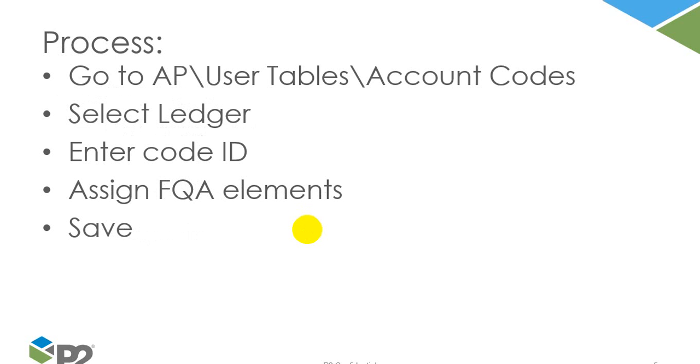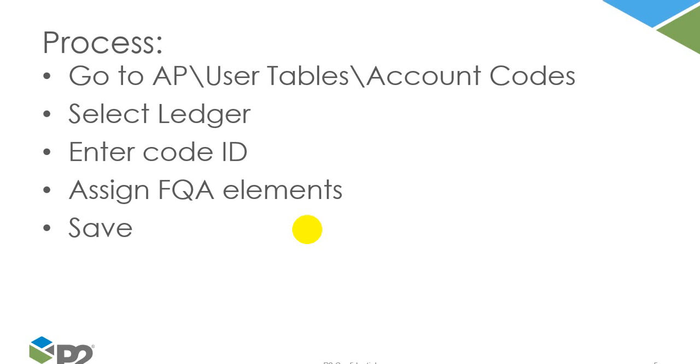As for the process, we have to go to the AP module, user tables, and then account codes. Once we're in that screen, we'll select the ledger ID, then enter the code, assign the corresponding FQA elements to that code, and then save. At that point, we can use that code to set up bank codes. So we can reference this cash account code to bank codes after we have created them.